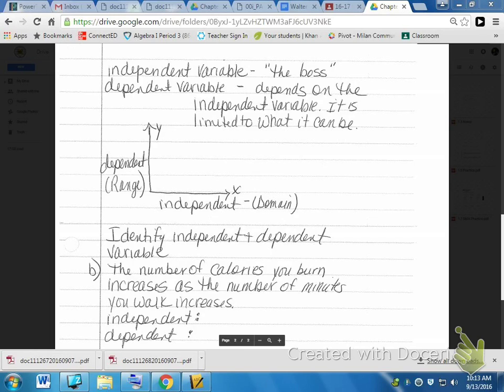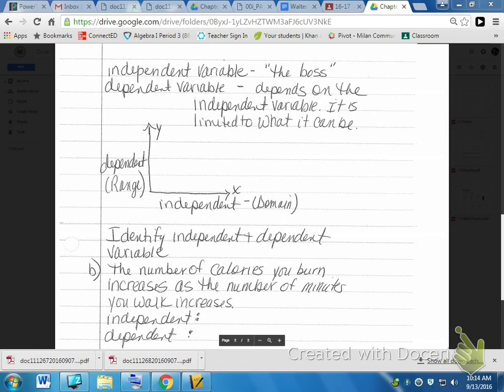Independent variable. Dependent variable. It depends upon the independent. It is limited to what it can be. Y always depends upon X. So Y is the dependent, depending upon the independent, which is the X. All right, they're going to give you some scenarios, and you have to identify what's independent versus dependent. And if you had to put them on a graph, the independent would be along the x-axis and the dependent would be up along the y-axis.